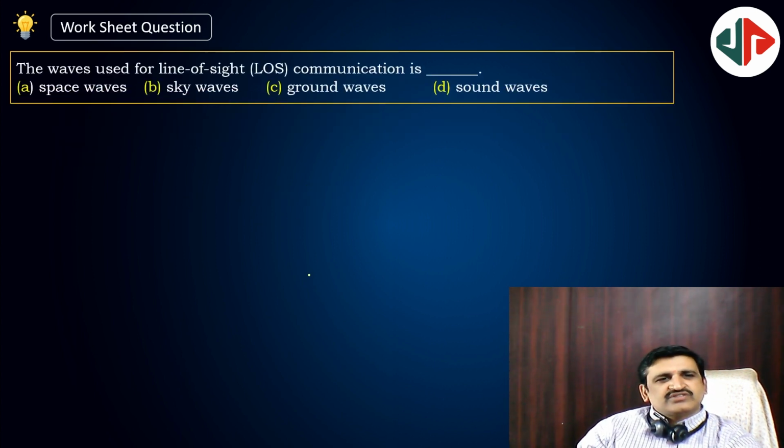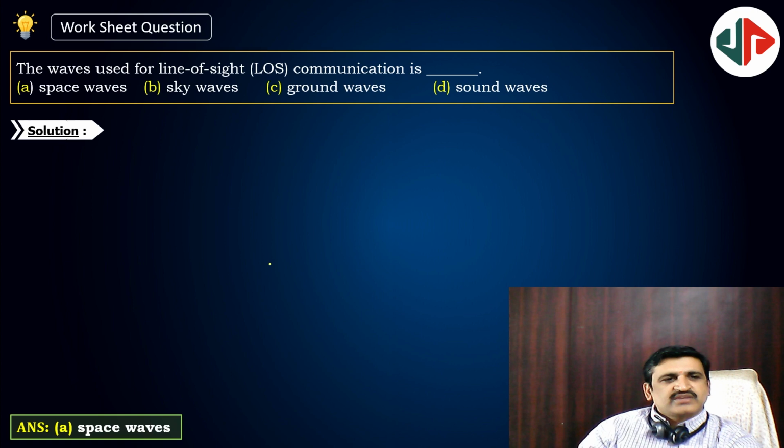The waves used for line of sight communication are space waves, yes, space waves only. Sky wave propagation is reflection from ionosphere layers. Ground wave is not microwaves.